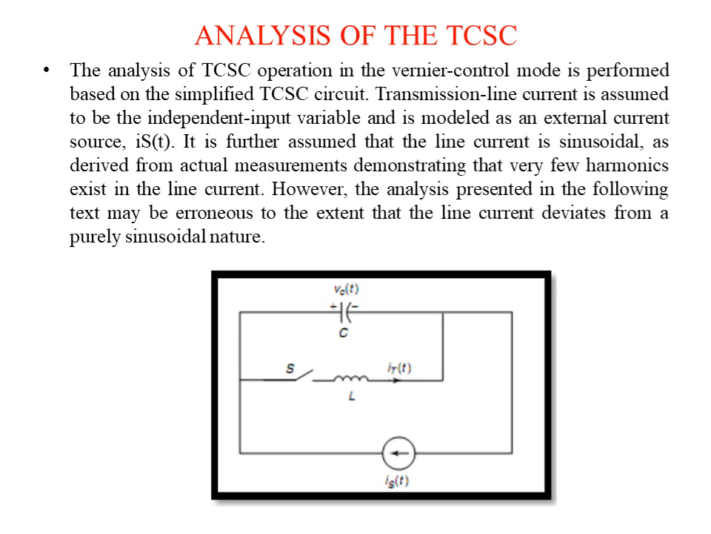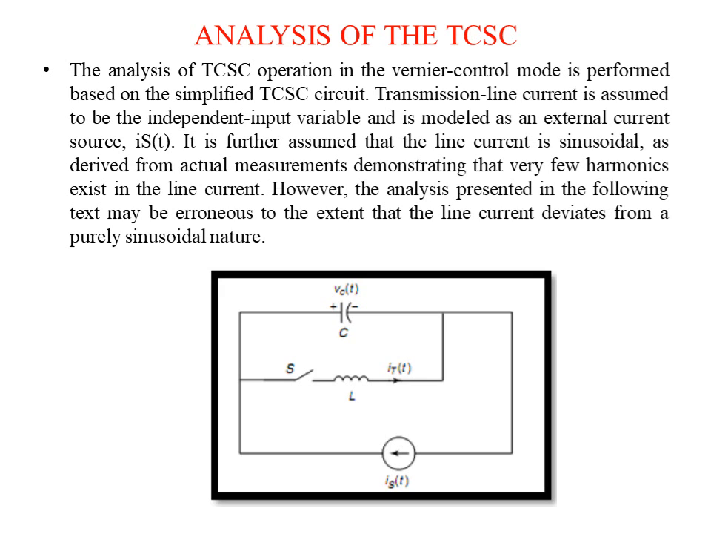The transmission line is assumed to be an independent input variable and is modeled as an external current source, I_S(t). It is further assumed that the line current is sinusoidal, as derived from actual measurement, demonstrating that very few harmonics exist in the line current. However, the analysis presented in the following text may be erroneous if extended to cases where the line current deviates from a purely sinusoidal nature.